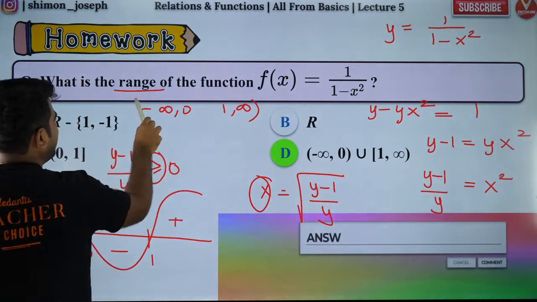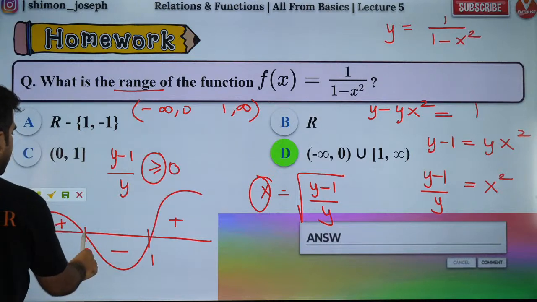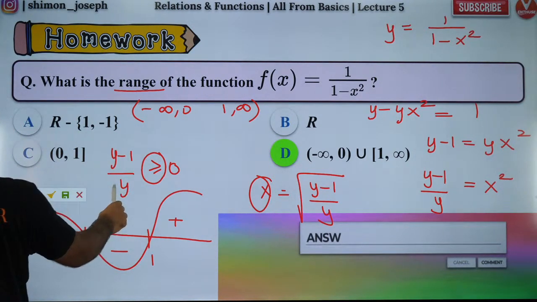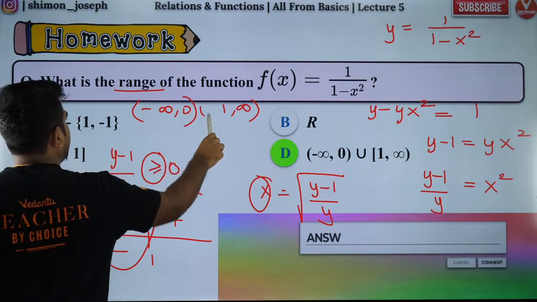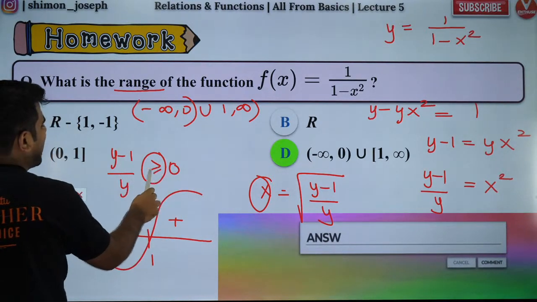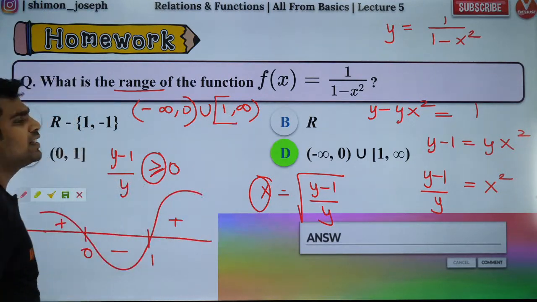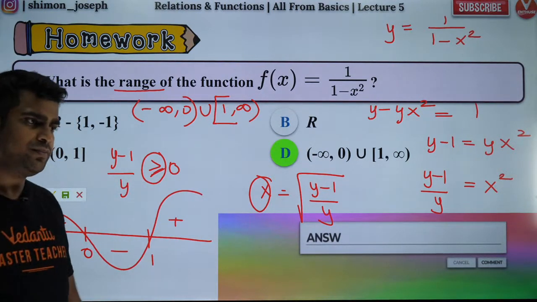So infinity is never included, so open bracket, and 0 will not be included because 0 is the root of the denominator. Roots of denominator are never included, but roots of numerator can be included if equality is asked. So the numerator root will be included. That's your answer.